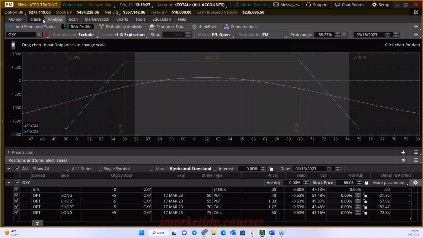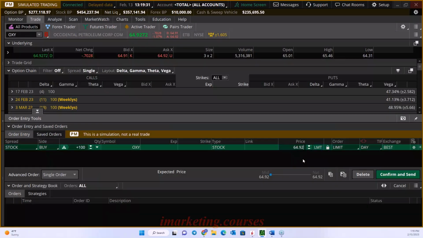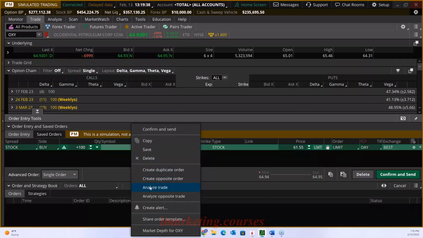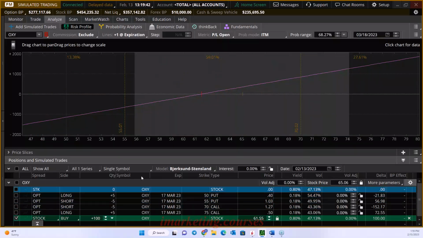So watch this. If we buy 100 shares, but we had bought it back when it was 61.55, let's go analyze this trade and let's nuke this stuff. We don't want that on there. Here's our risk graph for having bought the stock. Do you see we bought it at 61.55? If the stock goes up, we make money. If the stock goes down, we lose money, right? Pretty straightforward if we had bought stock at that point in time.